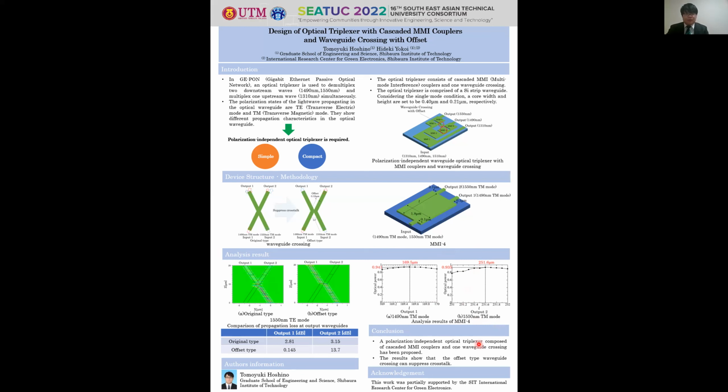Finally, conclusion. A polarization-independent optical triplexer composed of cascaded MMI couplers and one waveguide crossing has been proposed. The results show that one offset type waveguide crossing can suppress crosstalk, and there is an optimum length of MMI coupler for each wavelength and polarization state.